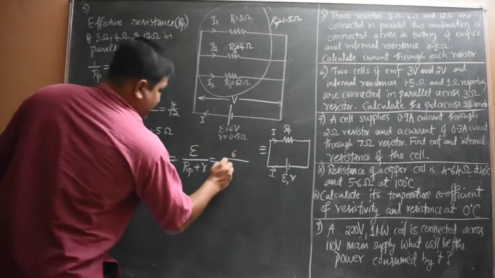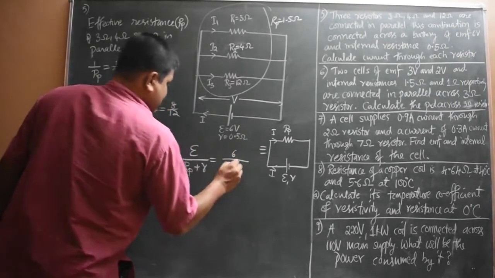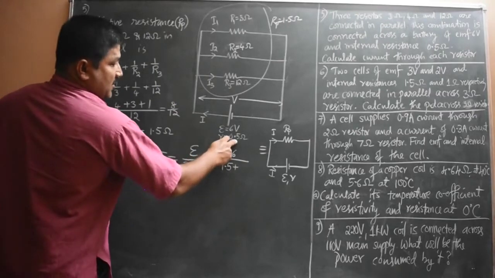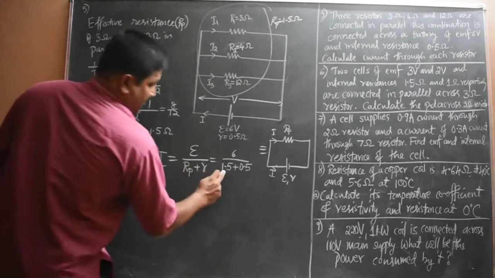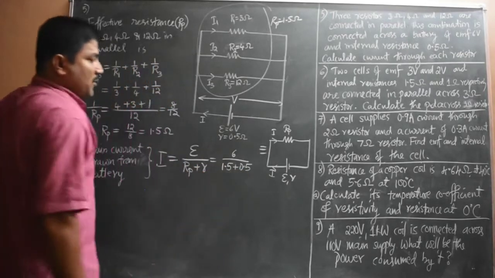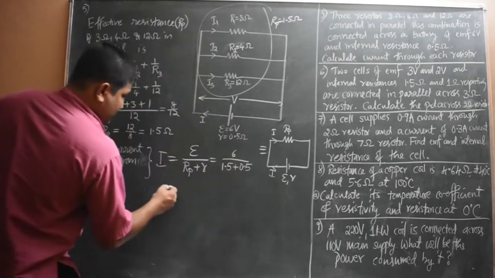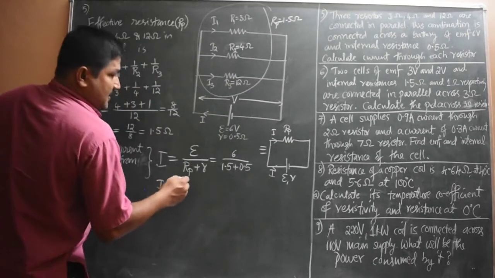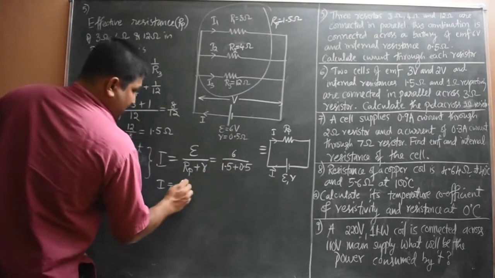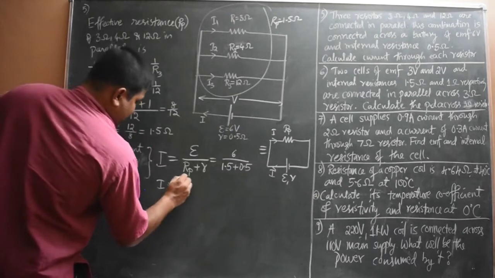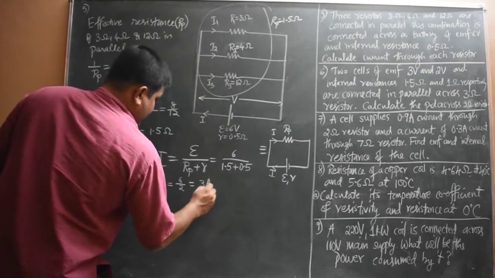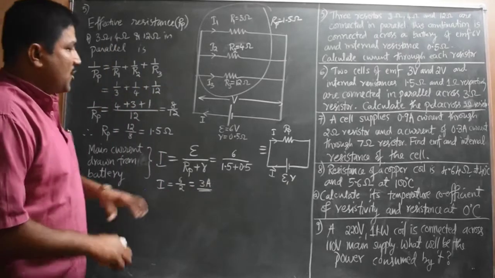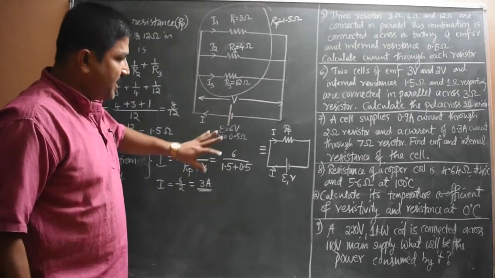6 divided by Rp, that is 1.5, plus the internal resistance of the cell or battery, 0.5. Now 6 divided by 1.5 plus 0.3... so that becomes 2. So the current I is equal to 6 by 2, that is equal to 3 ampere. This is the value of current drawn from the cell or battery, the main current.